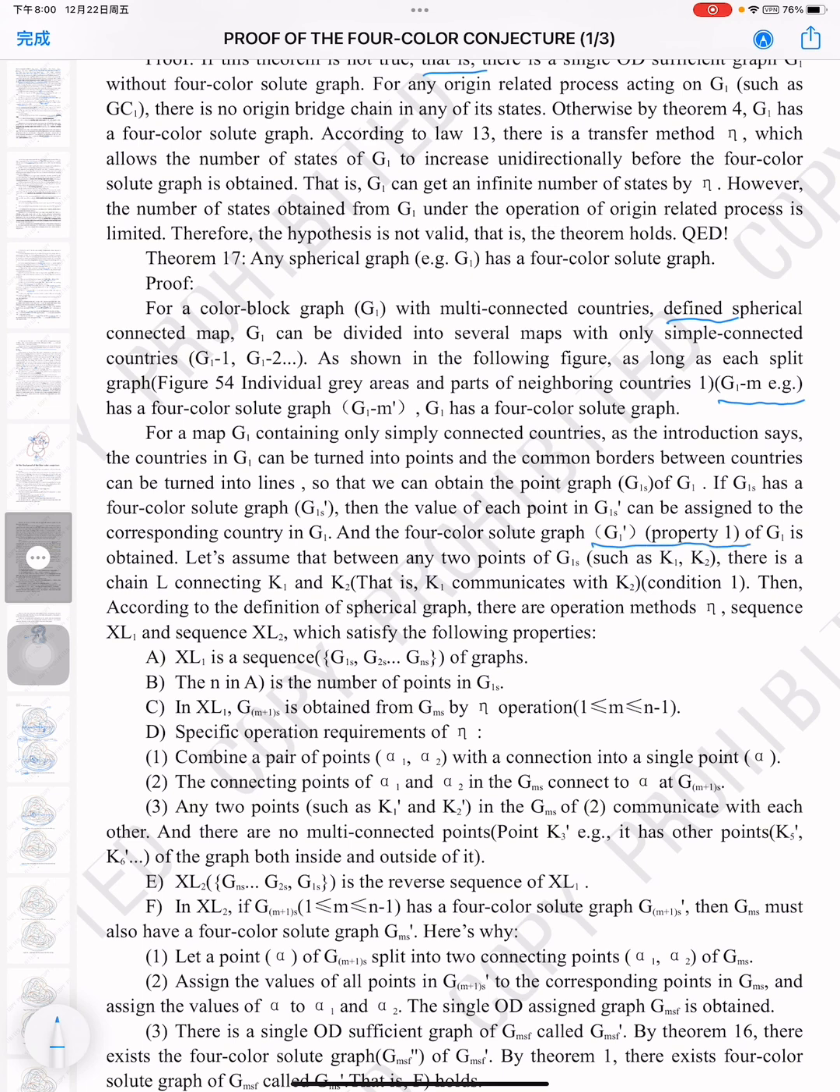Let's assume that between any 2 points of G1S, such as K1, K2, there is a chain L connecting K1 and K2. That is, K1 communicates with K2, condition 1. Then, according to the definition of spherical graph, there are operation methods eta, sequence XL1 and sequence XL2, which satisfy the following properties. A. XL1 is a sequence of graphs. B. The n in A is the number of points in G1S.